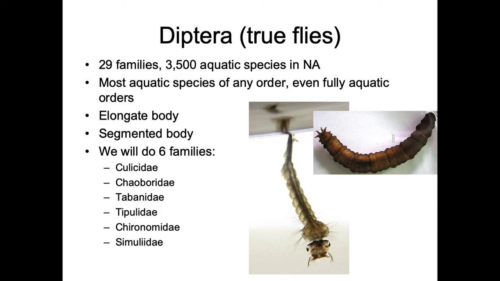There will be some kind of fly larvae in every aquatic ecosystem that you look at. They have elongated, segmented bodies, and they don't always have visible heads. So that's important to remember. So 6 families. We'll get started here.